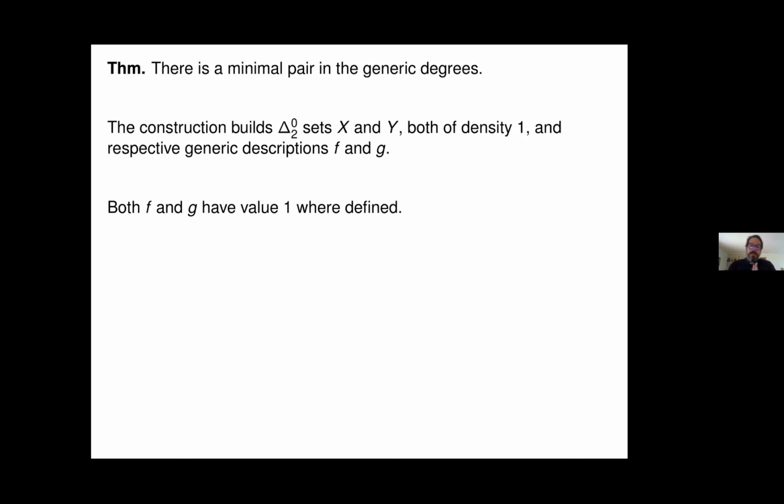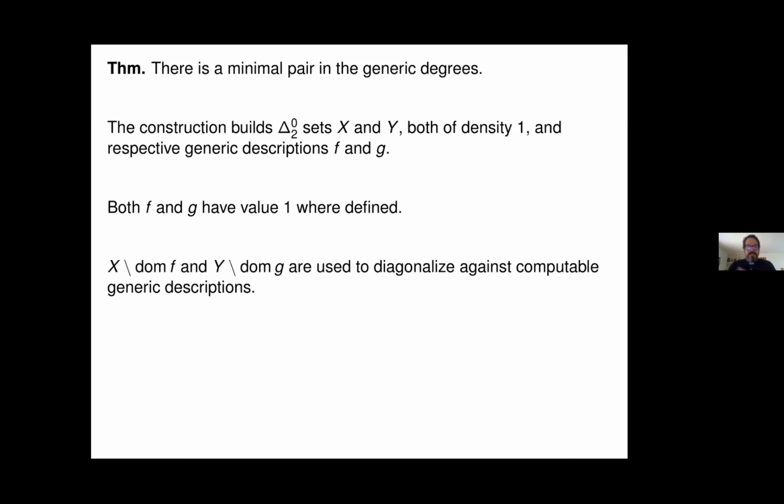Now, one thing we need to do is make sure that x and y are not themselves generically computable, so we need to do some diagonalization. The places where f and g are defined, the value has to be 1, so that's not very good for diagonalization. So of course, it's the places where they're not defined, x minus the domain of f and y minus the domain of g, that I'm going to use to diagonalize against computable generic descriptions. Now, f and g are themselves going to be delta 2. They're going to be 1 where they're defined, but where they're defined is going to change throughout the construction to allow for this diagonalization.